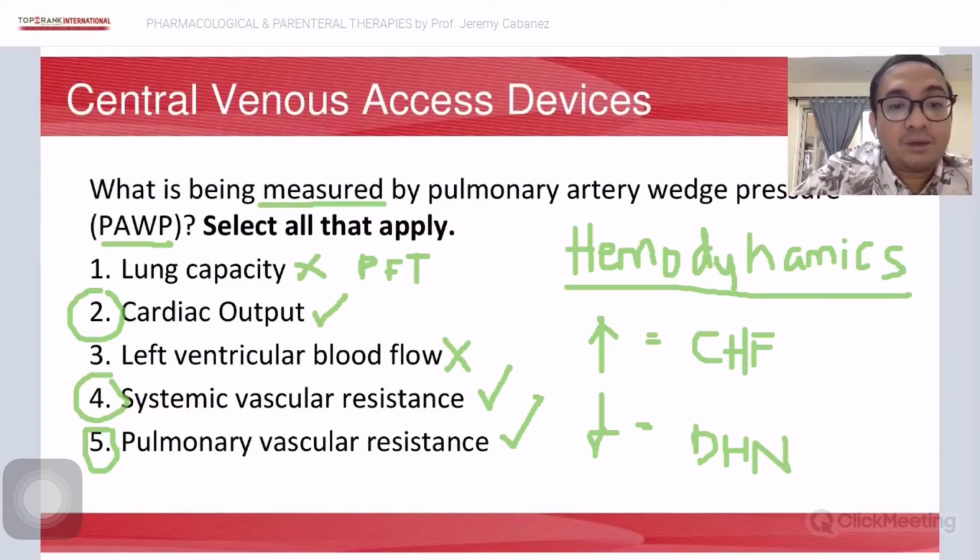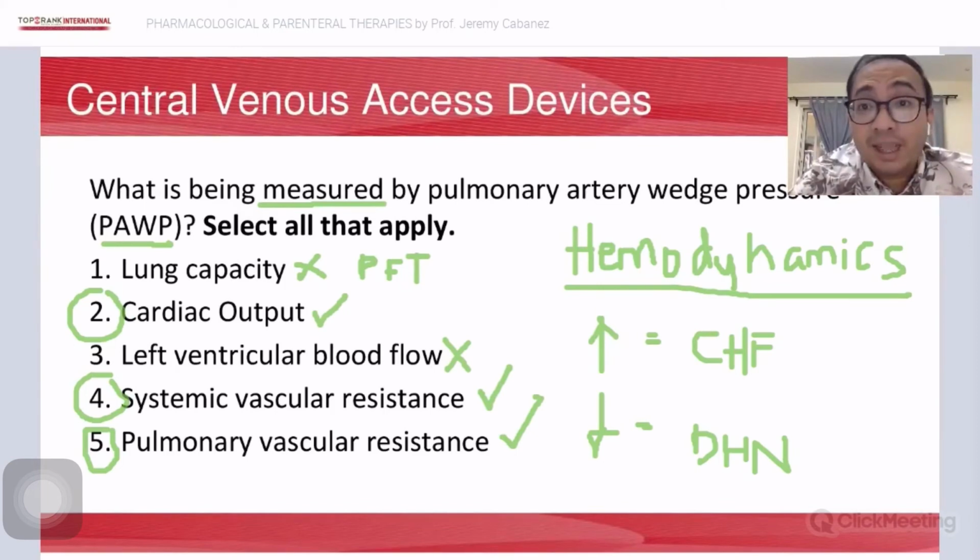Guys, mag-ingat kayo dun sa vascular resistance. Pag systemic and pulmonary, kasama yan. Pag peripheral vascular resistance, hindi yan kasama. Okay, mag-ingat din sa left ventricular blood flow, hindi kasama yan. Pero pag nakalagay, left ventricular end diastolic pressure kasama. Kasi diastolic na ng left ventricle, ibig sabihin it can now monitor the atrial pressure. So, tatandaan, ang i-monitor mo directly ng right atrial pressure, indirectly ng left atrial pressure.